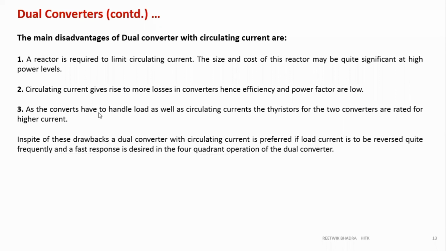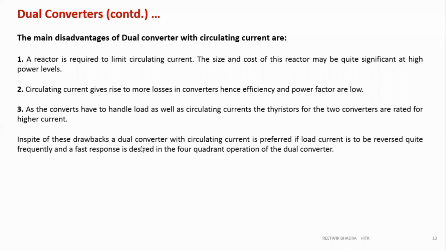And over here, the converters have to handle the load current as well as the circulating current. So the rating of the converter, meaning the thyristors used in the converter, should be higher. Suppose you are using a 5 ampere thyristor in a non-circulating mode. For circulating mode, you may have to use 8 ampere or more. It should be more, because it has to handle both circulating current and load current.